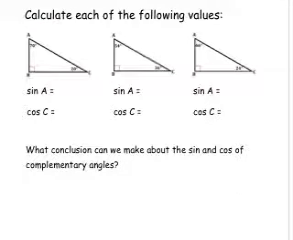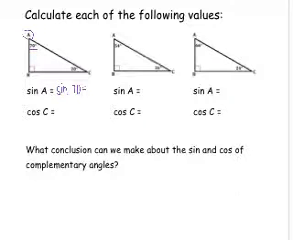Alright, so what I want you to do is take these 3 examples and find the sine of A and the cosine of C. So what we're talking about is finding the sine of one angle and then the cosine of its complement. So here the sine of A and then the cosine of C, and let's see what we notice. So I'll do the first one. So the sine of A, well, I look up here and I see A is right here and A is 70 degrees. So I'm actually looking for the sine of 70.